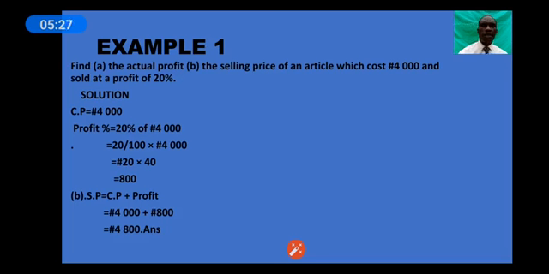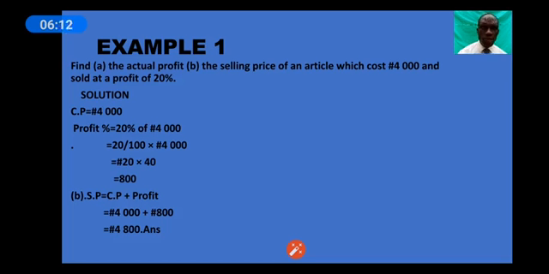Example 1, the question reads, find A, the actual profit, B, the selling price of an article which cost 4,000 naira and sold at a profit of 20%. Solution here, we write out the values that are given to us. Cost price is 4,000 naira. The profit is 20%, and this would therefore mean 20% of 4,000 naira, which will come to 20 over 100 times 4,000 naira. And this brings us to 20 times 40 naira, which is 800 naira as our profit.